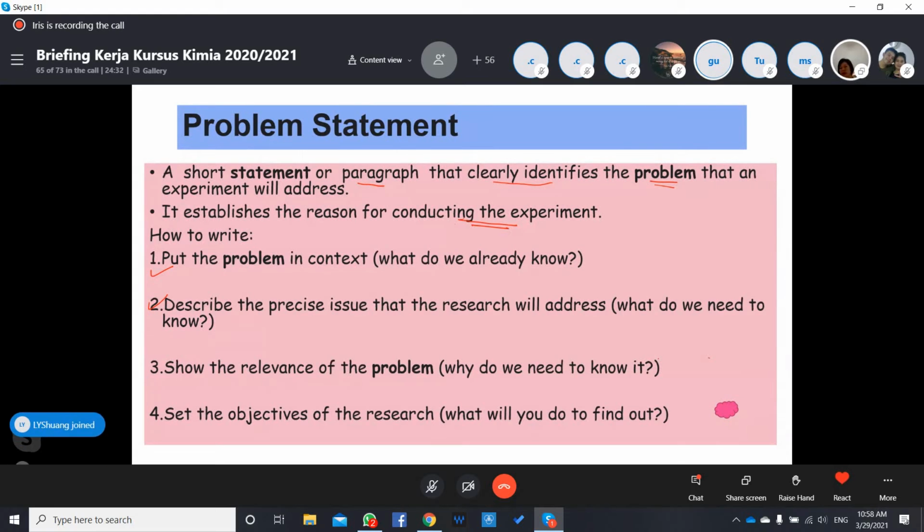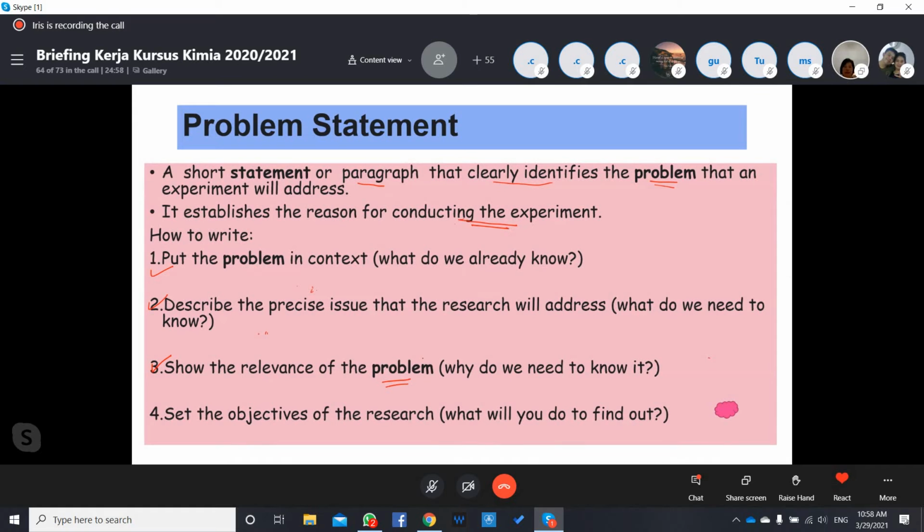Meaning, what do I need to know now? Pre-knowledge, I know, but now I have something that is bothering me. I'm not quite sure what it will be. So this is my problem. Okay, thirdly, later I give some example. Thirdly, show the relevance of the problem.